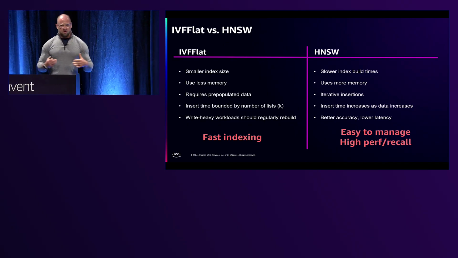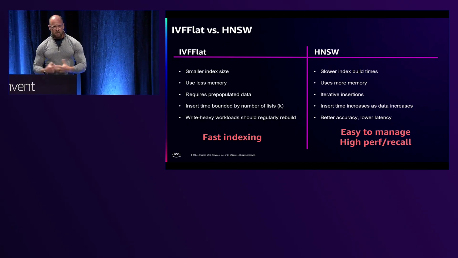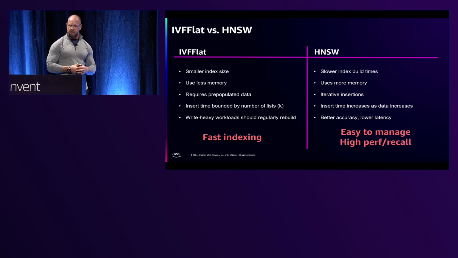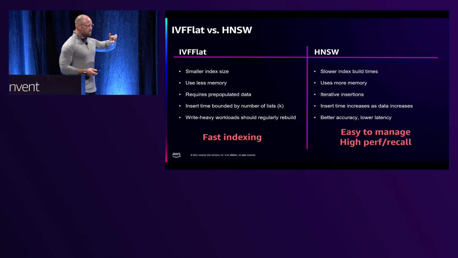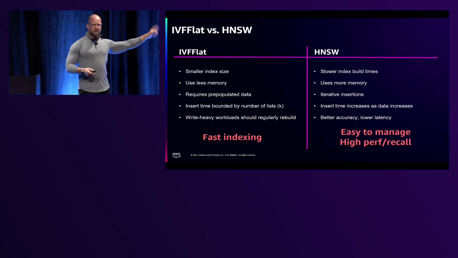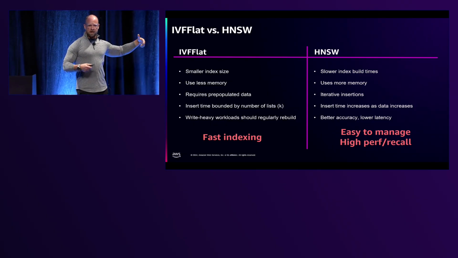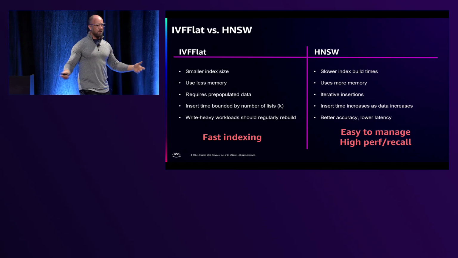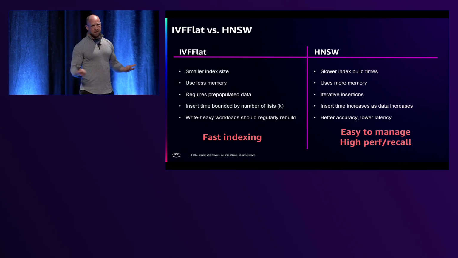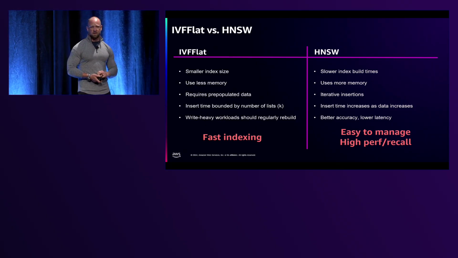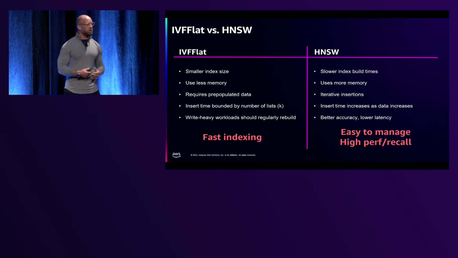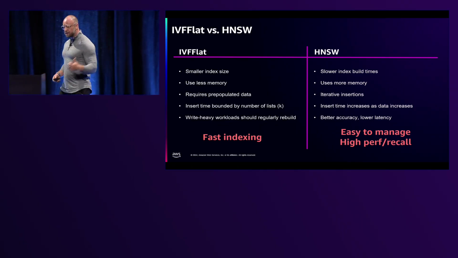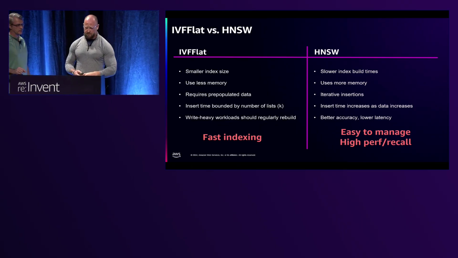HNSW is generally the better choice. It gives you that better query performance, especially when you consider that trade-off between speed and recall. But if you have relatively static data, remember the example I gave you earlier, we're looking at our policy document. Our chatbot had to go read a policy document. Policy documents probably don't change very often, so it's not a big ask to re-index when it does. So if you have relatively static data, IVF flat can be a fantastic choice.